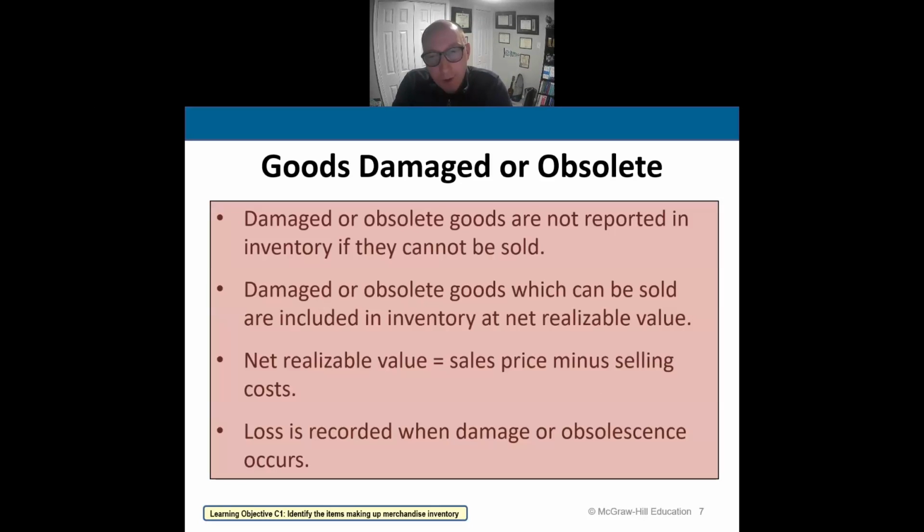When it becomes obsolete, usually whoever's selling the obsolete stuff will try to heavily discount it. They might even take a loss on that stuff. I might try to sell it for less than what I bought it for if I can't move it, just to get it out of the store. Worst case scenario is I throw it out. But obsolete, it's a loss. If I sell it for less than what I bought it for because it's obsolete, it's a loss. Or if it's damaged, it's a loss. I can't sell damaged stuff.